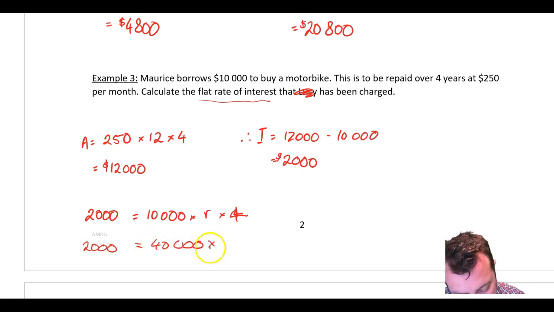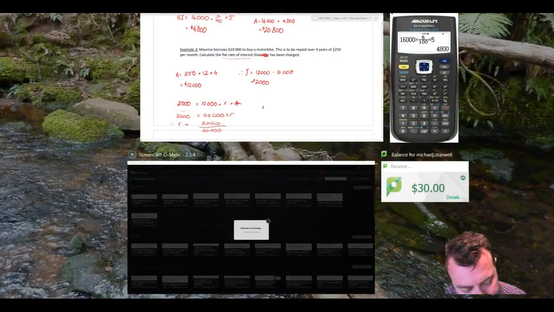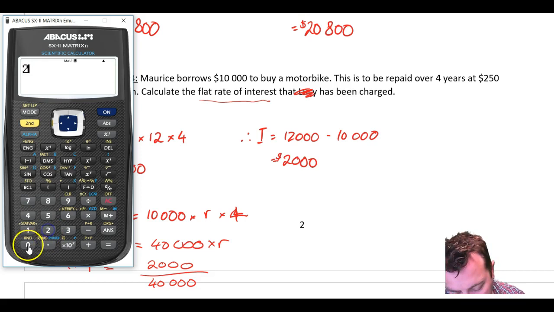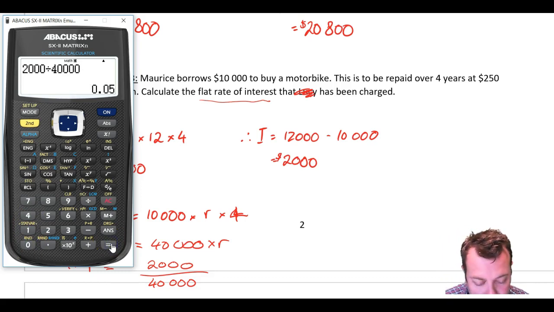40,000 times R. Okay, that's just the 4 times the 10,000. And then we'll divide both sides by 40,000, and I'll get R is 2,000 divided by 40,000. Now, if we pull out the calculator, okay, if I say 2,000 divided by 40,000, I get a decimal here of 0.05.